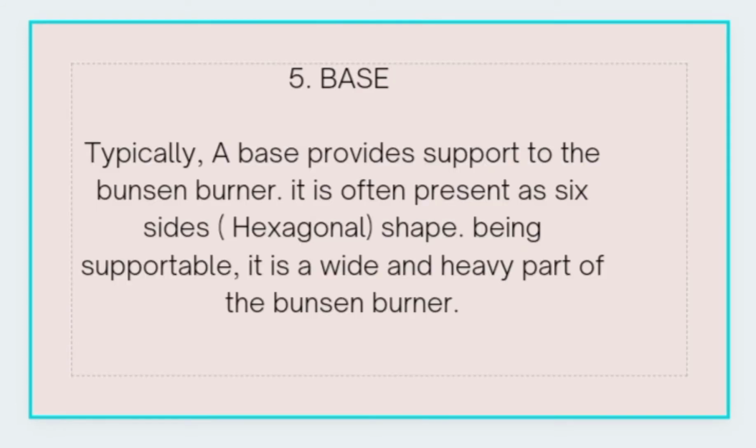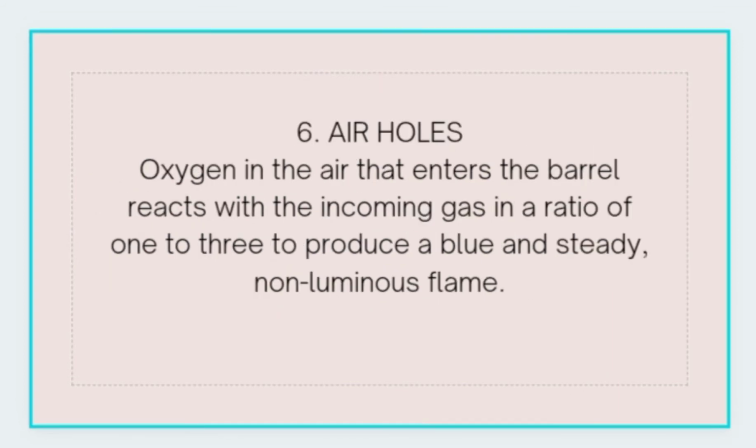Next is the base. Typically, the base provides support to the Bunsen burner. It is often present in a six-sided or hexagonal shape. Being supportive, it is a wide and heavy part of the Bunsen burner. Last, the air holes. Oxygen in the air that enters the barrel reacts with the incoming gas in a ratio of 1:3 to produce a blue and steady non-luminous flame.